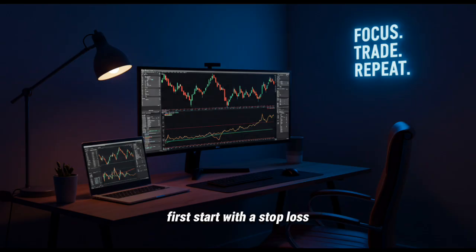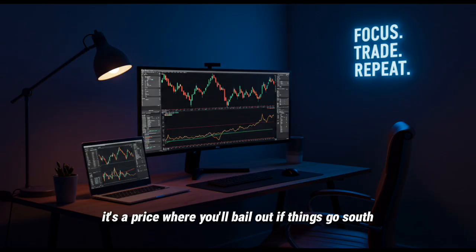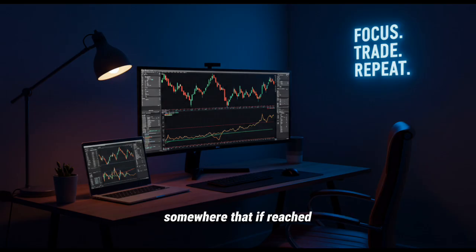First, start with a stop loss, your emergency exit. It's a price where you'll bail out if things go south. For a buy trade, set it just below a recent low point, somewhere that, if reached, shows your idea didn't work. Next, think about position sizing.